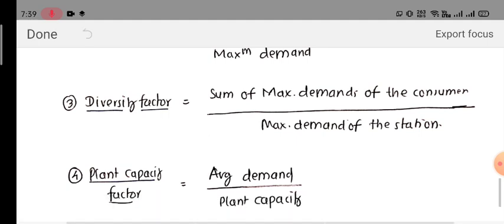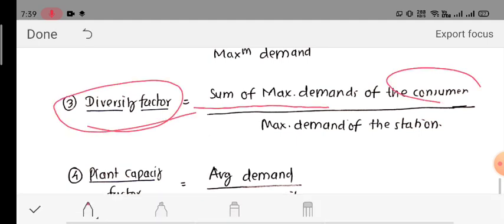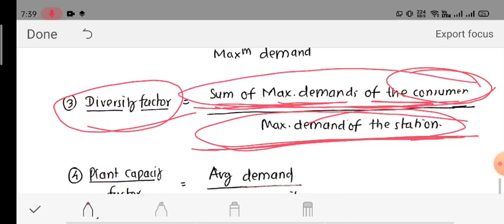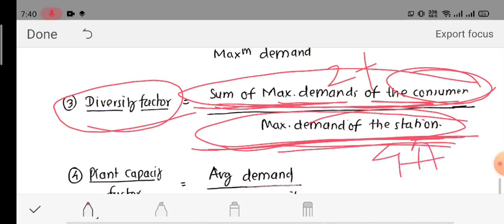Then there is the diversity factor: the sum of maximum demands of individual consumers upon the maximum demand of the station. We may know the maximum demand of the station, but what is this sum of maximum demands of the consumers? Suppose there is a hotel with 4 wings, of which 2 wings are running and consuming their maximum demands. So the sum of these 2 wings divided by the sum of all the maximum demands of the 4 wings will be the diversity factor.